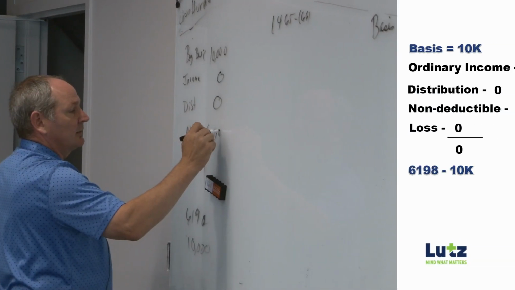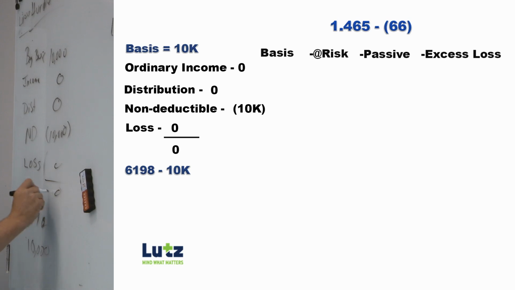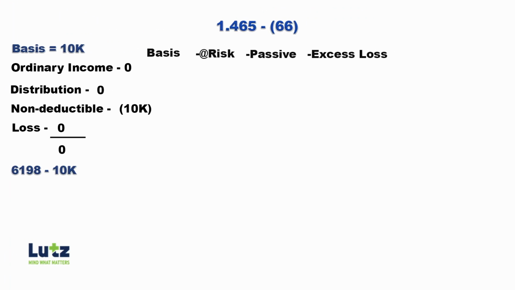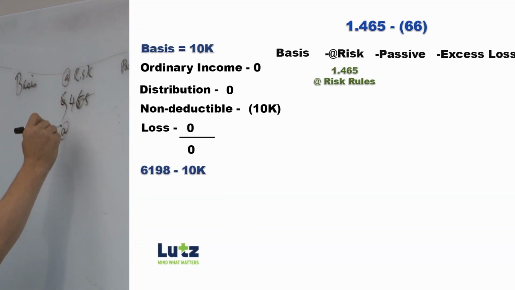Oops. We had non-deductible at 10, 0, and we have 0 ending basis. We have the loss hung up on the 6198. So what is 465? 465 is at-risk rules.